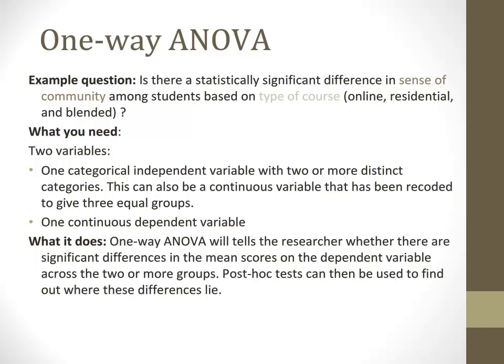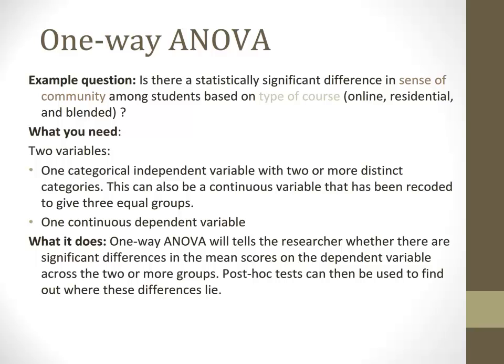Here, since we have one quantitative dependent variable, sense of community, and one independent variable, type of course, that has three groups or three levels or three distinct categories, a one-way ANOVA is the most appropriate choice. Now, once you do the F-test on a one-way ANOVA, and it's significant, most likely you'll then need to follow up doing post hoc tests, but we get into this in another tutorial.